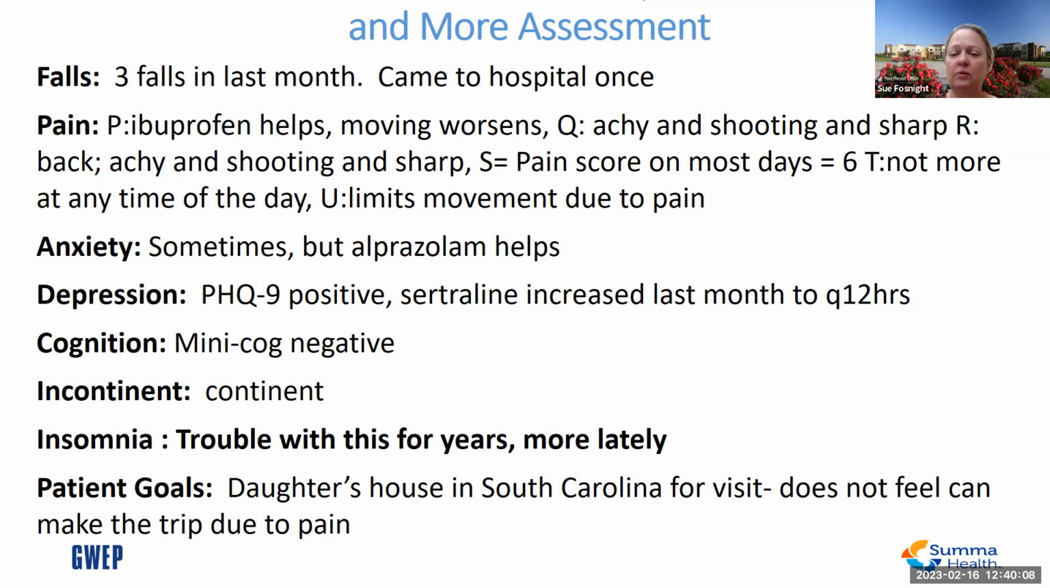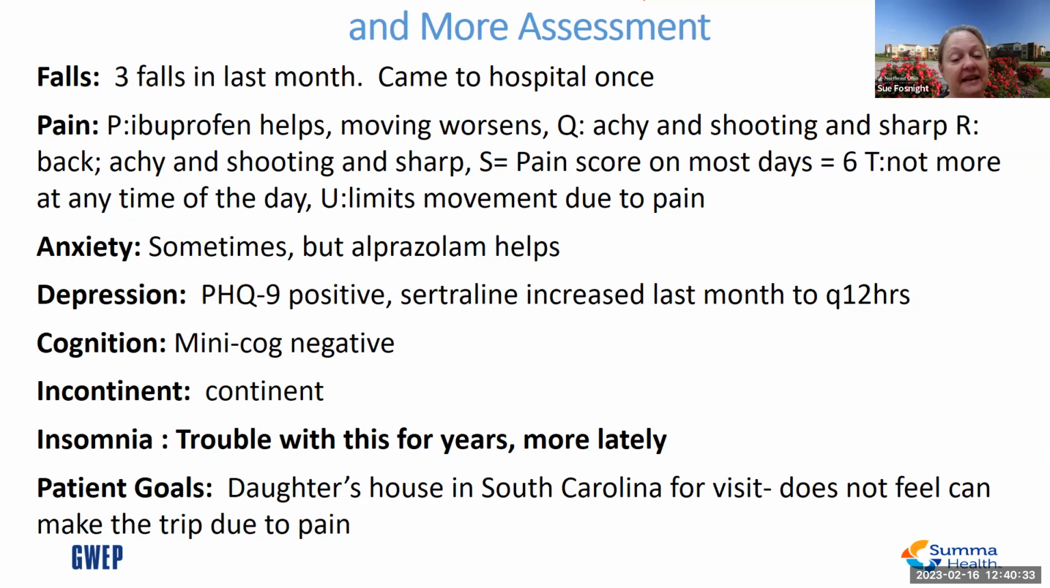S is for the pain score, or the severity. Her pain score on most days is about 6. T is for temporal, or what time of the day does it occur. It can occur at any time of the day. And U is for how does it limit the patient? How does it affect you? So it limits her movement.